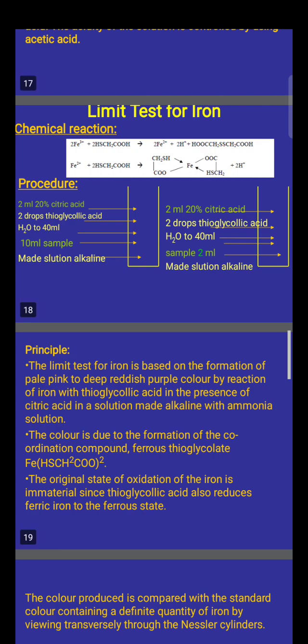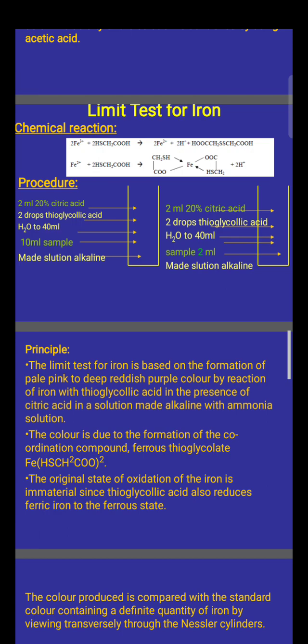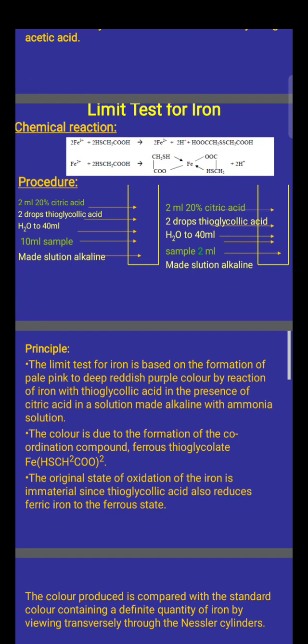But in some cases, this ammonia also can form a precipitate with iron. We have to target only iron with thioglycolic acid, right? But ammonia also can form a precipitate with iron. So what can we do? To avoid that interference of iron with ammonia, there is a use of citric acid over here. Are you getting my point? Citric acid is used to avoid the precipitation of iron with ammonia. That is the role of citric acid. For that purpose, citric acid is required.